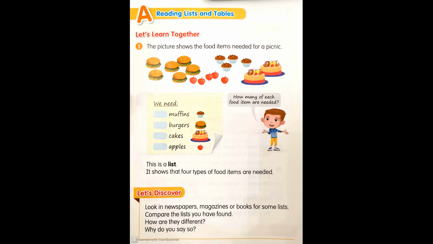Read muffins, and you tell me how many would he need. Let's count the muffins. I'll help you for the first one. 1, 2, 3, 4. We put 4 next to the muffins. With your pencil, put number 4. Do the rest. How many burgers? How many cakes? And how many apples? Fill in those boxes with how many he will need. And that is his list. That is Ahmed's list. It is called a list, okay?